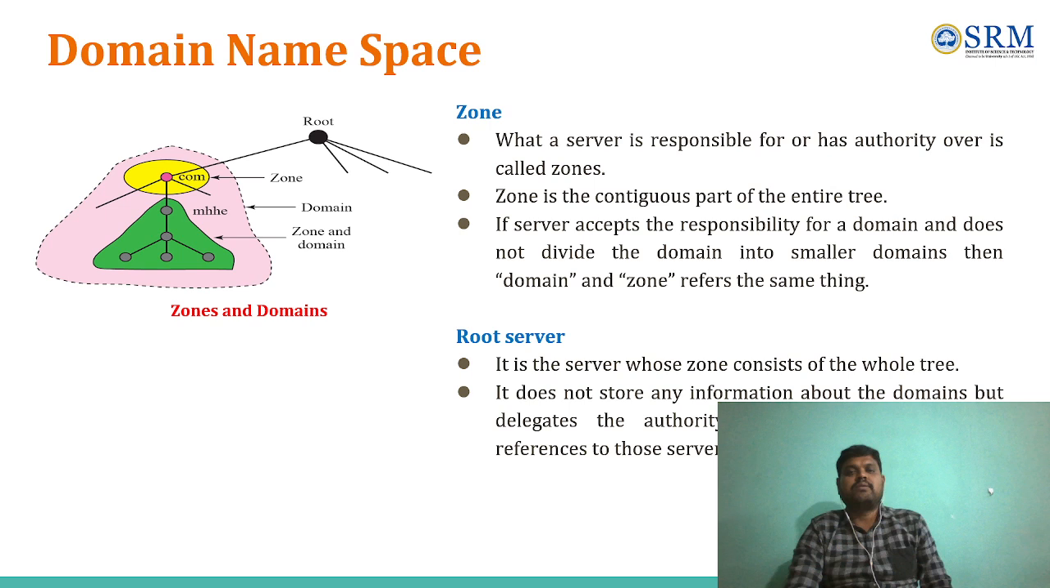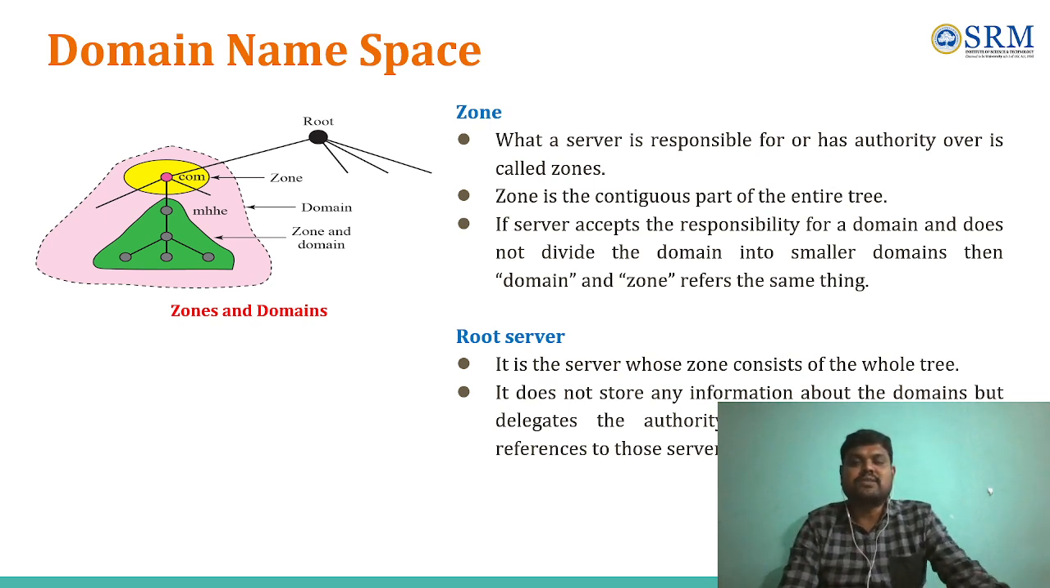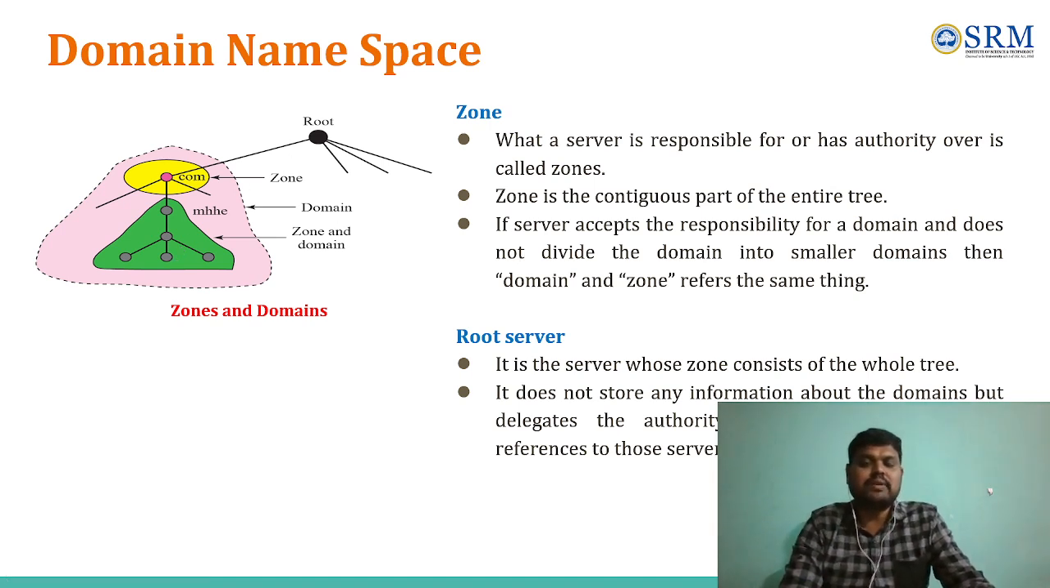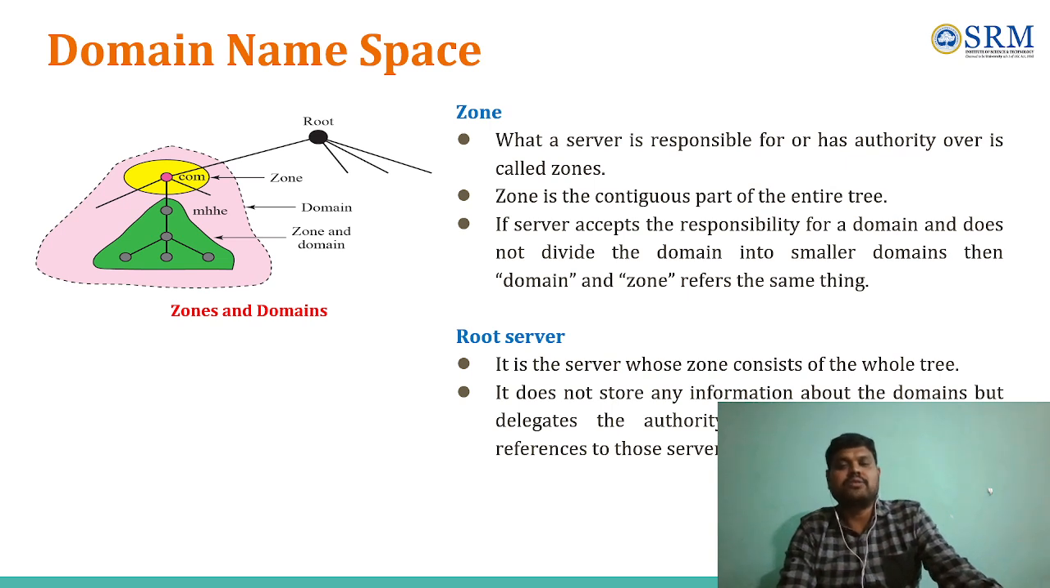Zone means what a server is responsible for, or has authority over. So under .com you can have several subdomains. This is the area where it has the authority, and this area is called the zone for the particular domain. A zone is a contiguous part of the entire tree. If the server accepts the responsibility and doesn't divide the domain into smaller domains, then domain and zone refer to the same thing. So the root server is responsible for the entire zone.